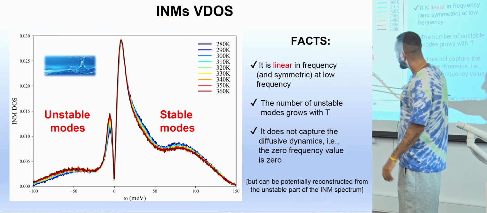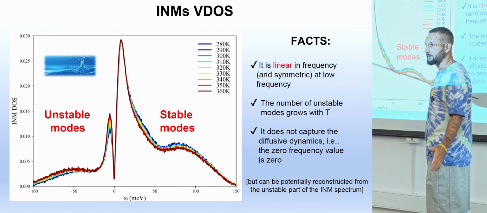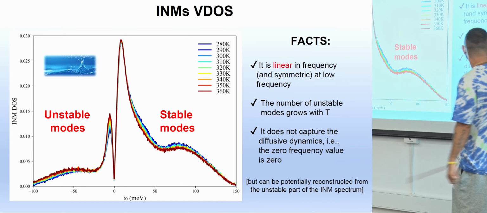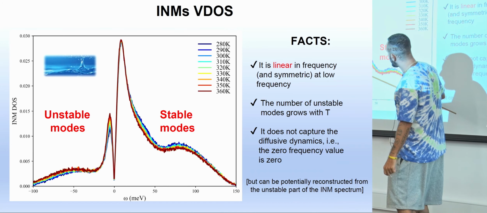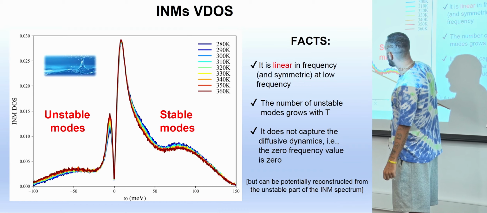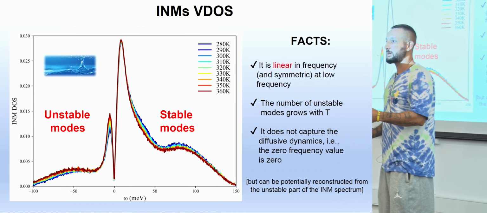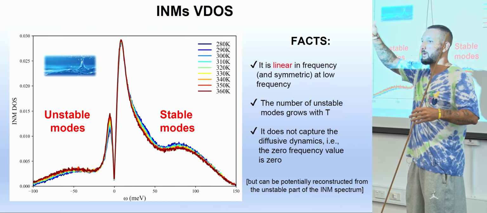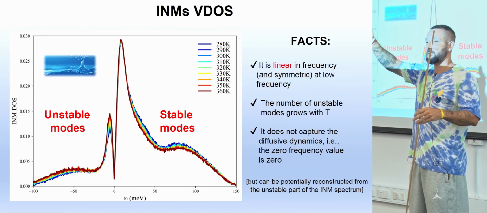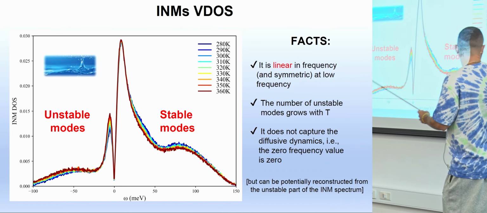So first of all, it's linear. Here it's clear, it's very linear. Now, the other thing that you can see is that if you integrate this curve, you see that the number of unstable modes grows with temperature. And this, again, is quite understandable. It's just the fact that with more temperature, you have more probability of visiting regions which are saddle or negative curvature regions.